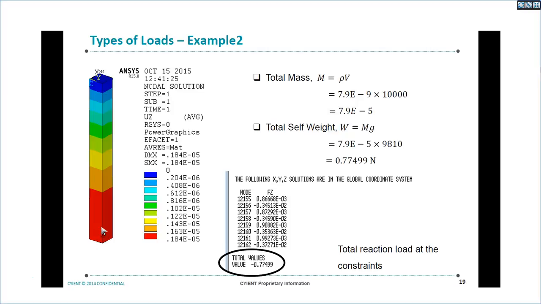Okay, so we can check the reactions at the constraint locations. Equal and opposite reactions, right? From Newton's law. So when we try to check the reactions, we got this reaction. So it is matching with the total self weight. This is one example. Okay.